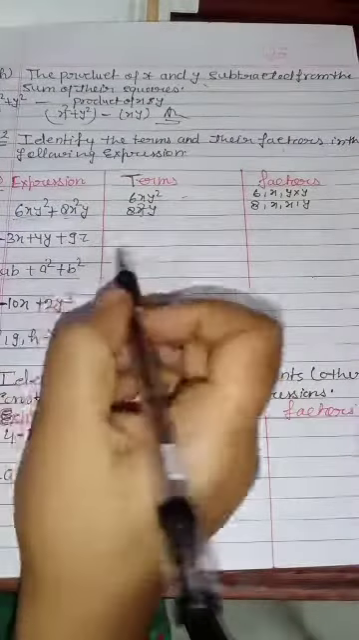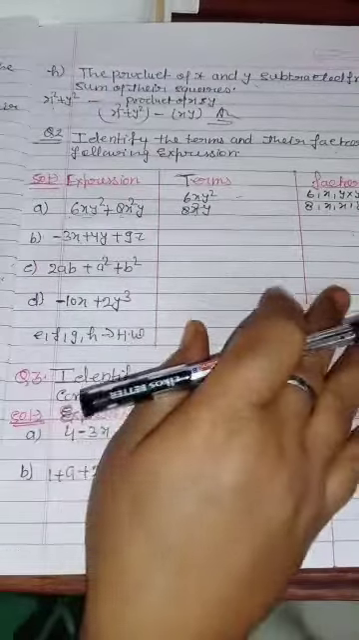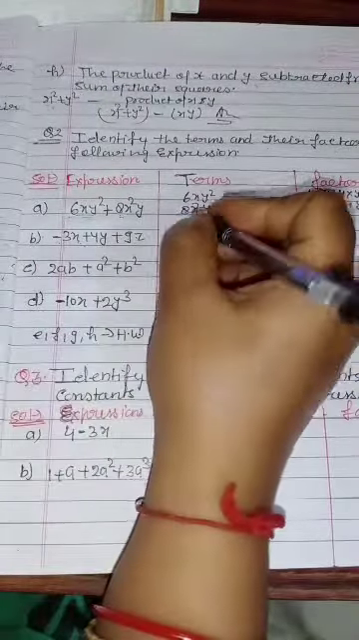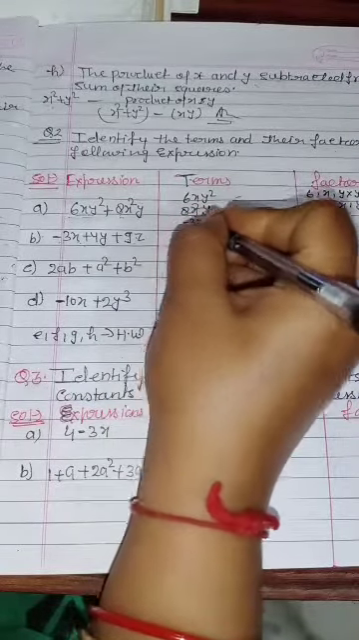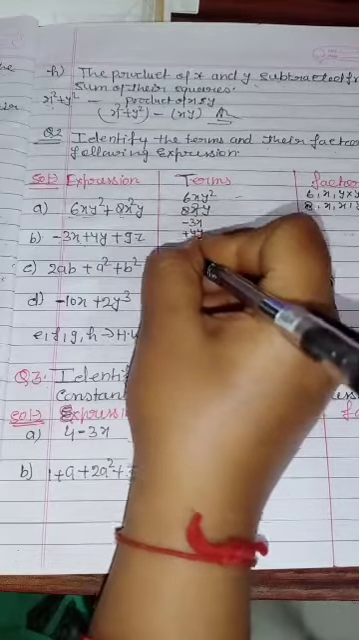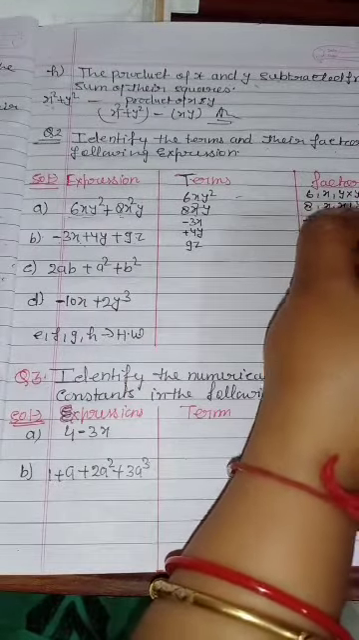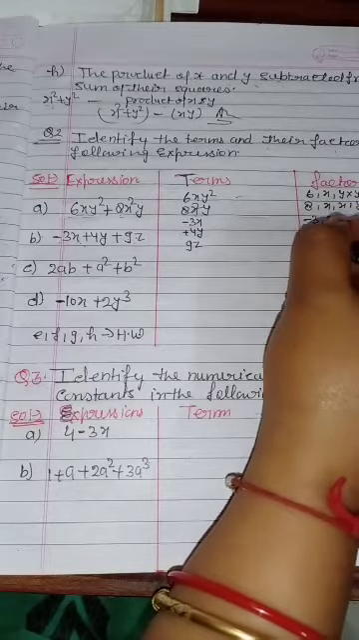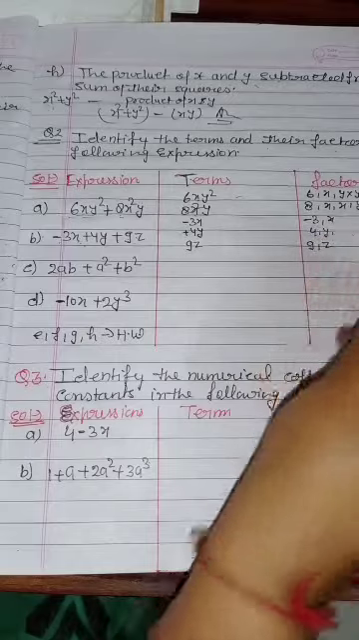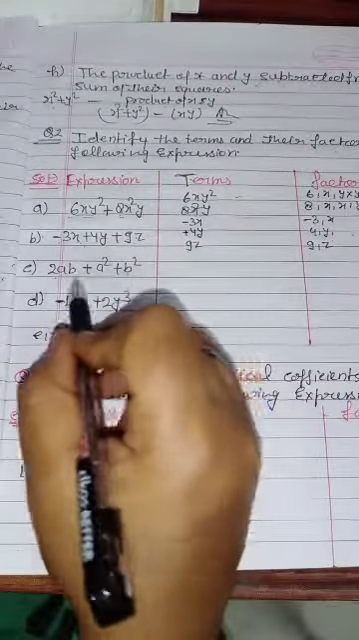Again, see the B part. How many terms are there? 3 terms are there: minus 3x, plus 4y and plus 9z. So how will you write? Minus 3x first term, then plus 4y and then 9z. Now write their factors. Minus 3 comma x, then 4 comma y and 9 comma z. Okay.